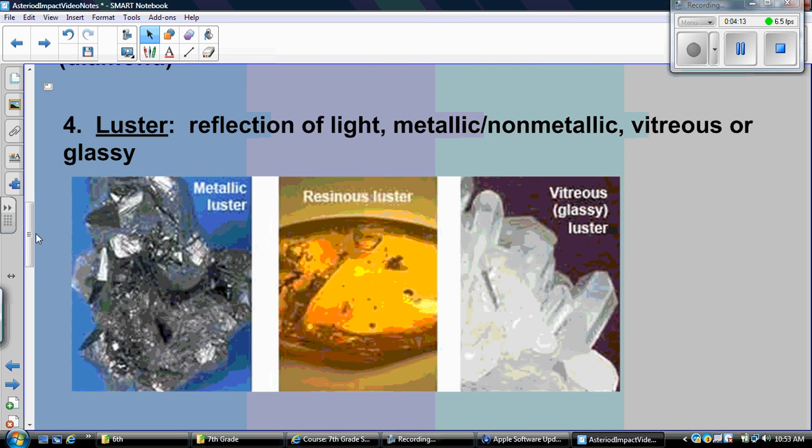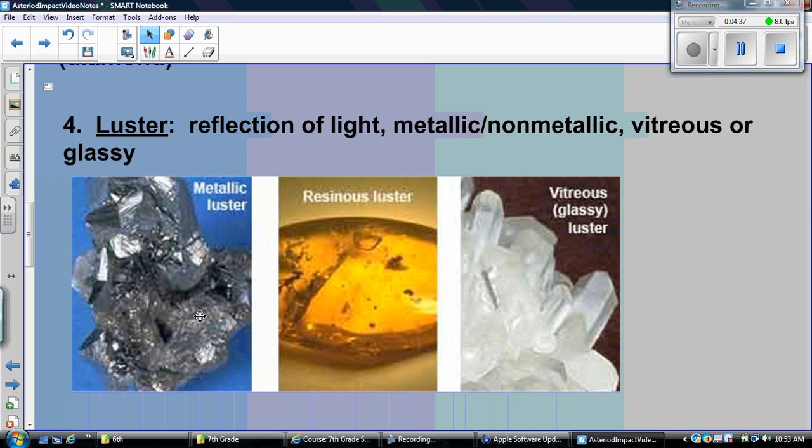Okay, another property of a mineral is luster. This is how reflection of light on that mineral works. You usually have classifications of metallic, non-metallic, vitreous, or glassy. So metallic luster means that the mineral reflects light very well, so it appears really shiny, like this mineral right here.